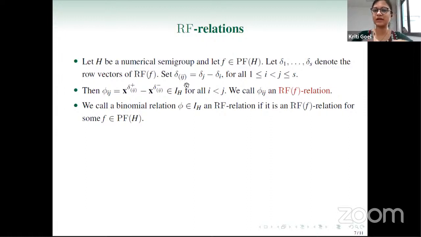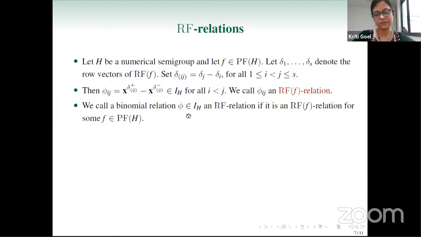Once we have this row vector delta ij, which is a difference of two row vectors, we'll have certain positive components of this vector and certain negative components. So we separate them out. Delta plus ij denotes the vector which has all the positive entries of delta ij, and delta minus is the vector which corresponds to the absolute value of the negative entries of delta ij. With these two vectors separated, delta plus and delta minus, we can form this particular binomial phi ij, which is x to the power delta plus minus x to the power delta minus. Just by the definition of it, one can easily check that these kinds of binomials do land inside the defining ideal. And these binomials are what we call RF relations because they come from the row factorization matrix of the pseudo-Frobenius number F.